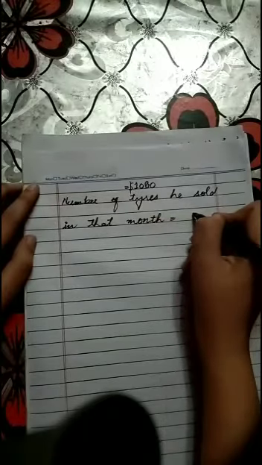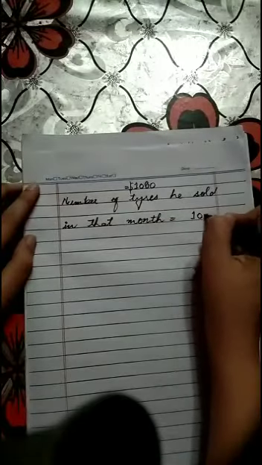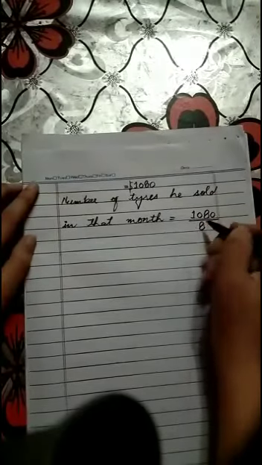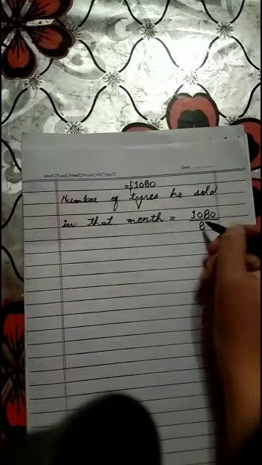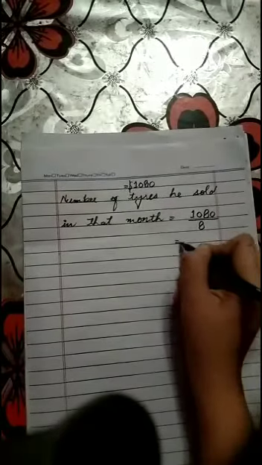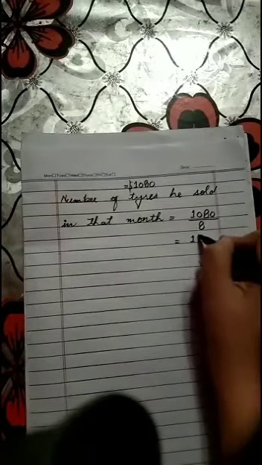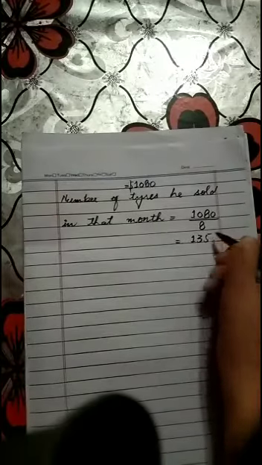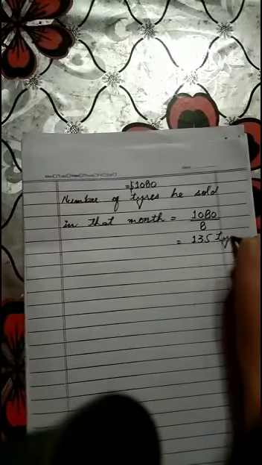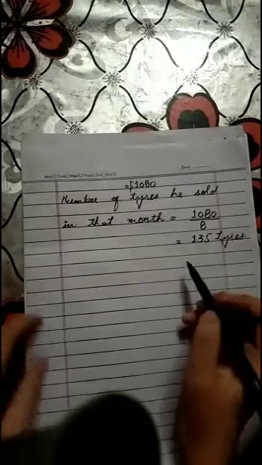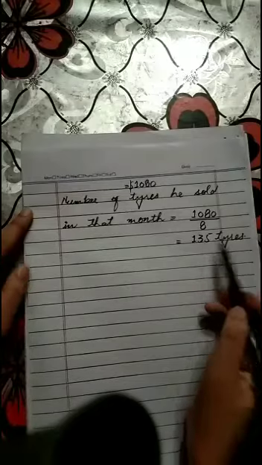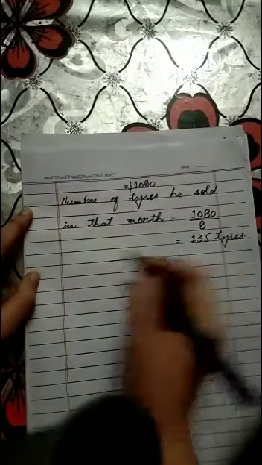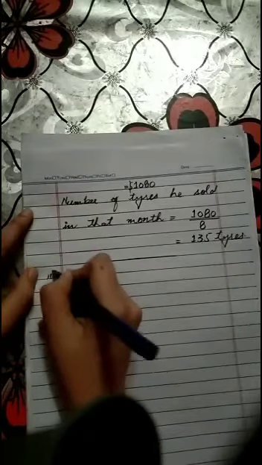That is that we will divide 1080 with 8, because by selling one tire he will get $8. After dividing, we got 135 tires. It means in that particular month he sold 135 tires. Part 3 now.